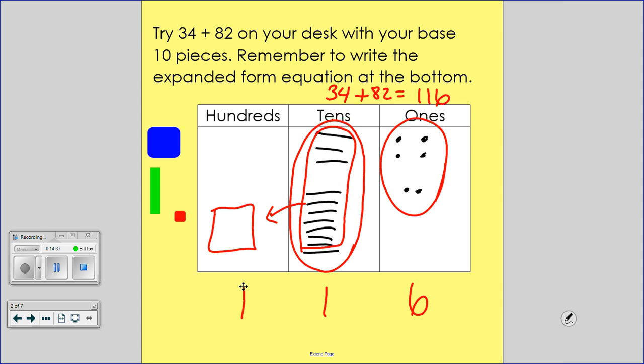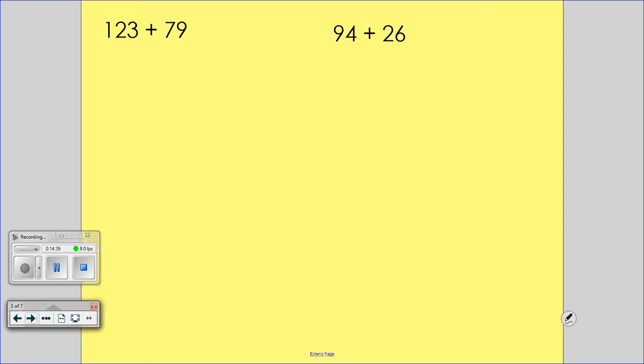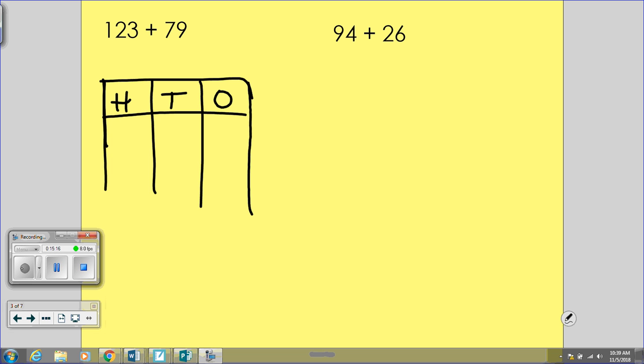Alright, move your base 10 pieces to the side. We're going to do another one. I want you to do 123 plus 79 with base 10 pieces on your desk. If you do not want to use base 10 pieces and you would rather draw your pieces with your marker, that is fine. So it's either base 10 drawings with your marker or base 10 pieces, the actual ones that you touch. You choose. Can we erase this? Yes. If you already did some drawings, you can erase them with me.